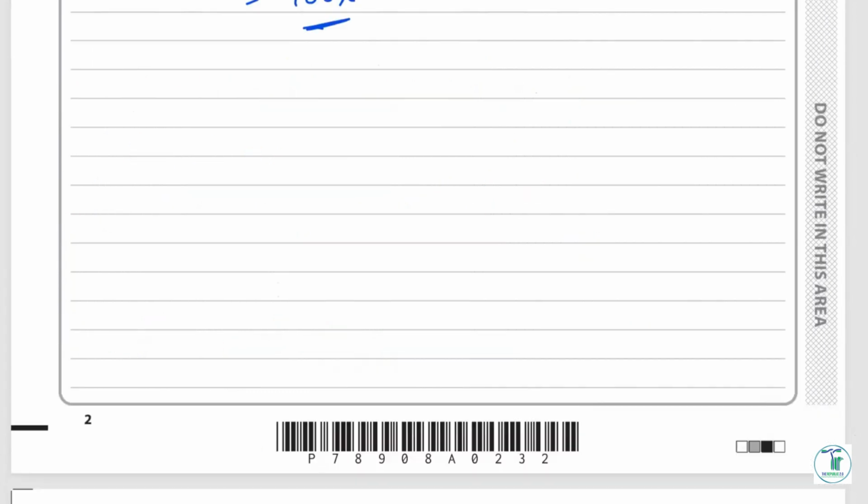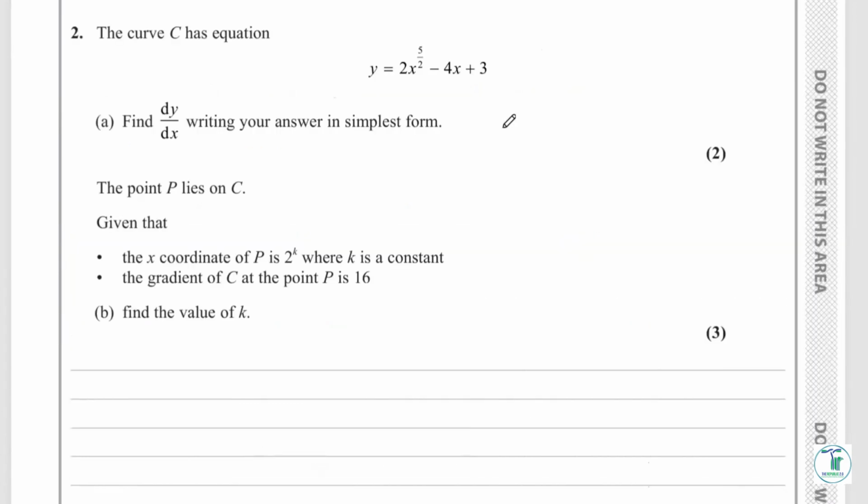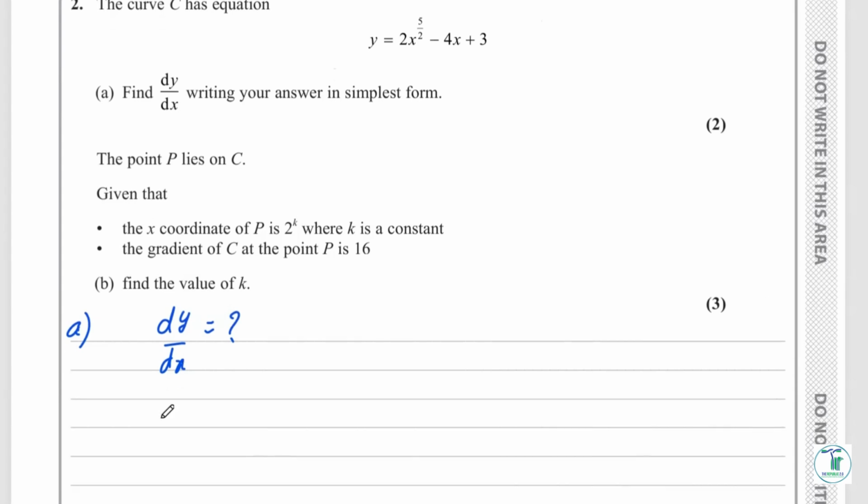Now, we have got this question number 2. In question number 2, we've got a curve that is y is equal to 2x to the power of 5 by 2 minus 4x plus 3. We need to find dy upon dx, writing our answer in the simplified form. So for the A part, we are just looking for dy upon dx, right? So I'm just going to write my expression.